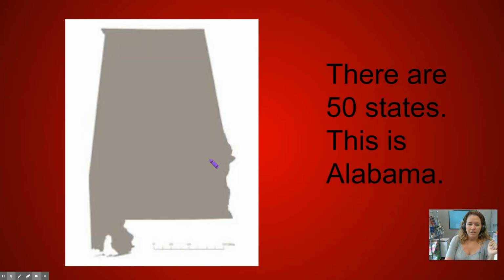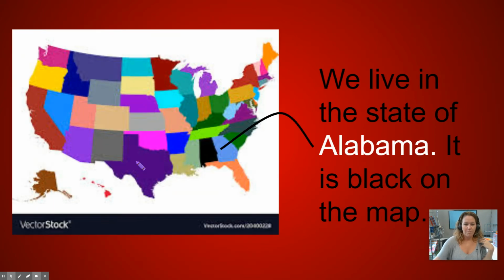All right. So I took that shape, Alabama, the state, and this is what it looks like all by itself. So this is the state of Alabama. There are 50 states in the United States of America. So if you were to go back to this map and count all these colored shapes, there would be 50 of them. And remember our flag we talked about yesterday? The American flag has 50 stars. There's 1 star for each state. So one of those stars on our flag stands for our state, Alabama.